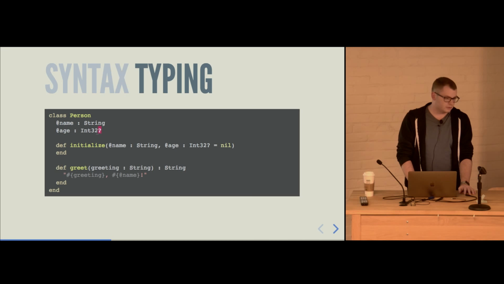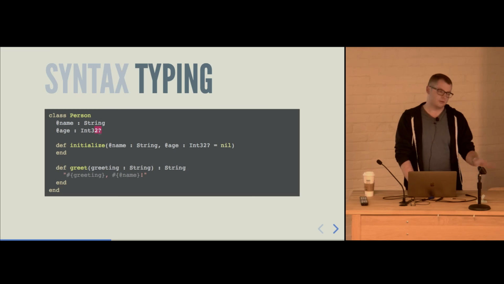But then we've got this question mark after it, which means that it is nillable, and I'll get to that more in a second. By default, things are not going to be allowed to be nil. So if you say this is a string, it's always going to be a string. It can't be nil, which is super nice.